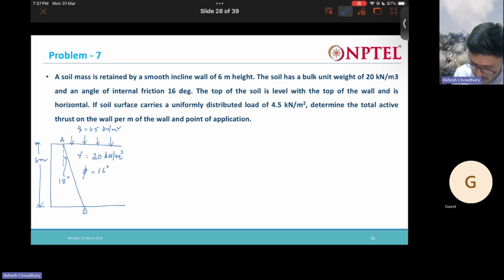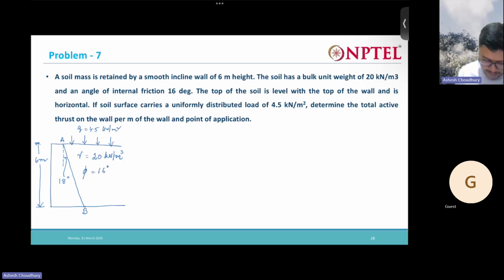Okay, so this is actually given to you. So I like the wall is like this, right? If this is B, this is A, this is C. Okay, so this is 18 degrees and this is 6 meters.